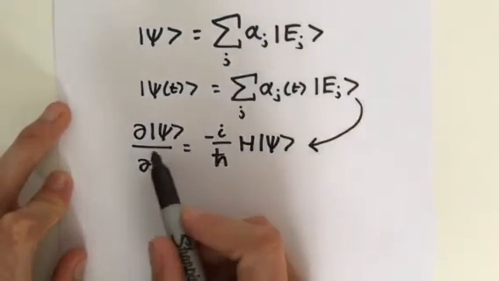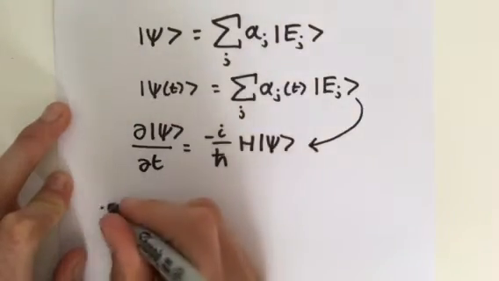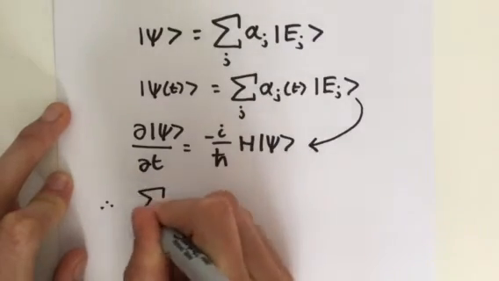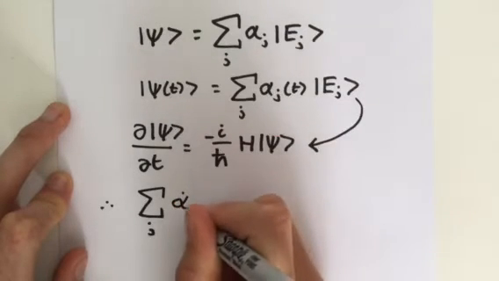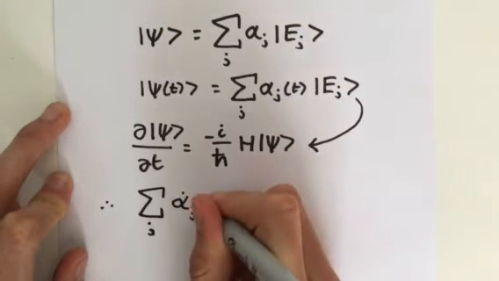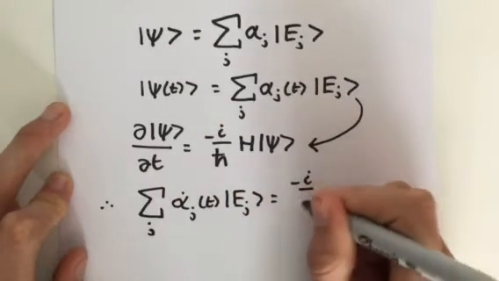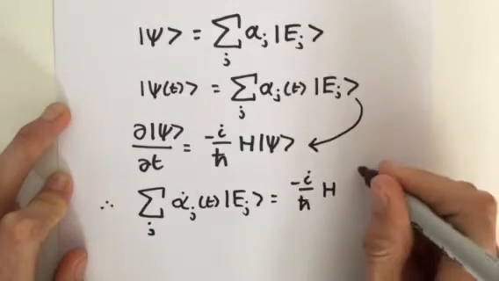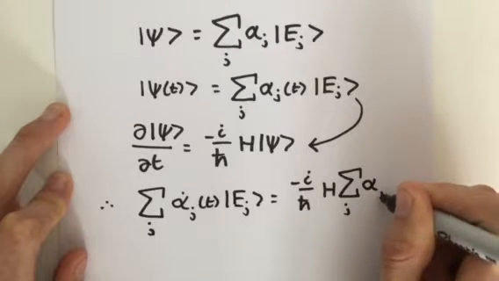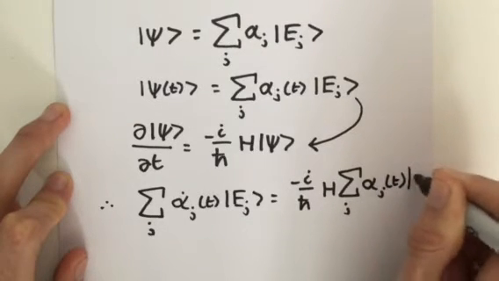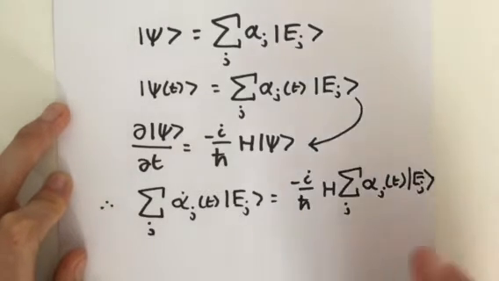first of all, on this side, we need to take the partial derivative of our state vector with respect to time. So therefore, we get the sum over j. Take the derivative of alpha j. We're going to get alpha dot j, that varies with time, times Ej, and this is going to equal minus i over h bar times H times our state vector. Okay, that's very simple.